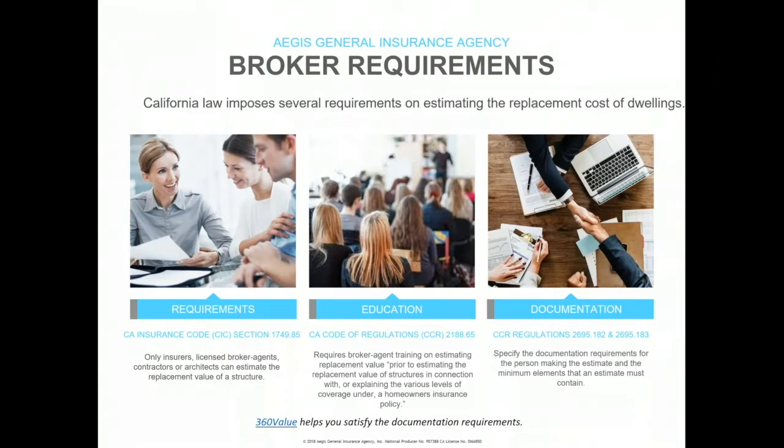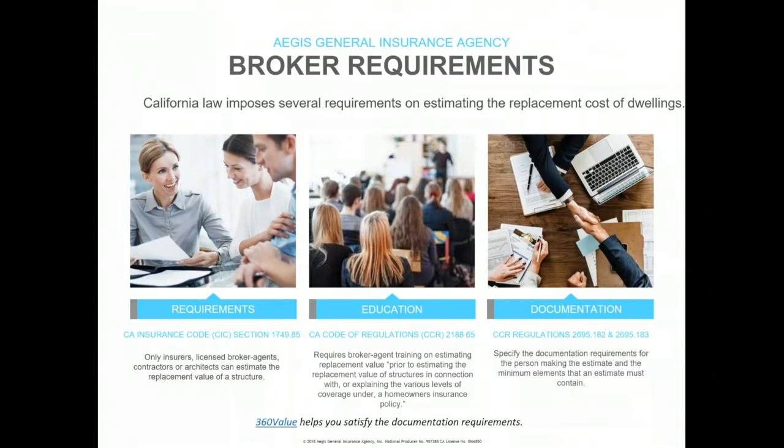Broker requirements are a little bit unique here in California. There's a couple of things to be aware of. First of all, the code says there's only 4 different types of people that can provide an estimated replacement value to your customer, and that's an insurer, a licensed agent or broker like yourselves, a contractor, or an architect. If you are in the licensed insurance agent and broker category, there is an educational requirement that's additionally imposed. And you've probably all done this already. Before you estimate a replacement cost of a home, you have to take a 3-hour course. It's a one-time deal, a continuing education course. It's a pretty straightforward class, but it is another requirement in California.